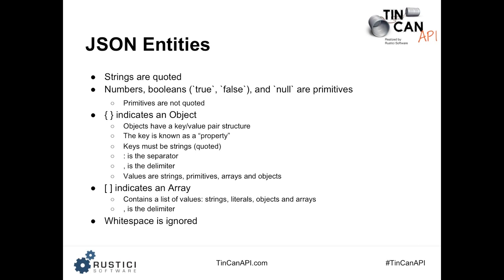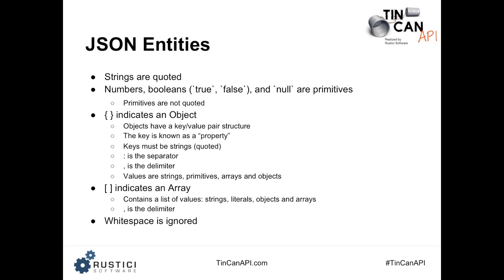So within JSON, we have several entities. Strings. Strings are quoted, so basically anything that is surrounded by quotes is considered a string. Numbers, booleans, such as true and false, and null are primitives. Essentially, they are not quoted.